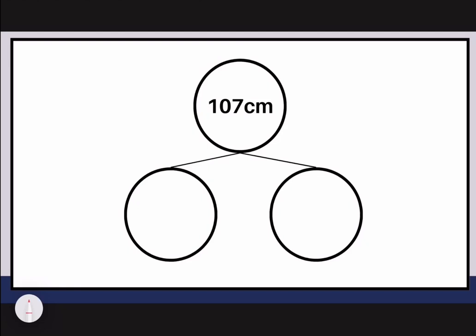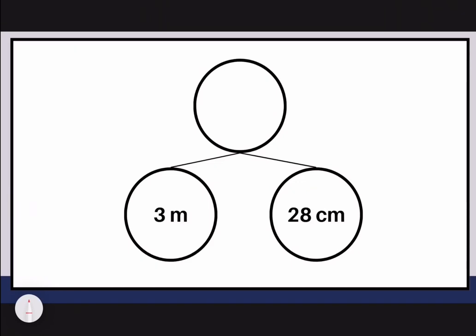Let's try it again. This time we have 107 centimeters. Reminder, every 100 centimeters is equal to 1 meter. So how many meters do I have? Well, I see 100, so I have 1 meter, which is like saying 100 centimeters. So when I take 100 centimeters away from 107, I'm left with 7 centimeters left over. So 107 centimeters is the same thing as saying 1 meter, 7 centimeters.